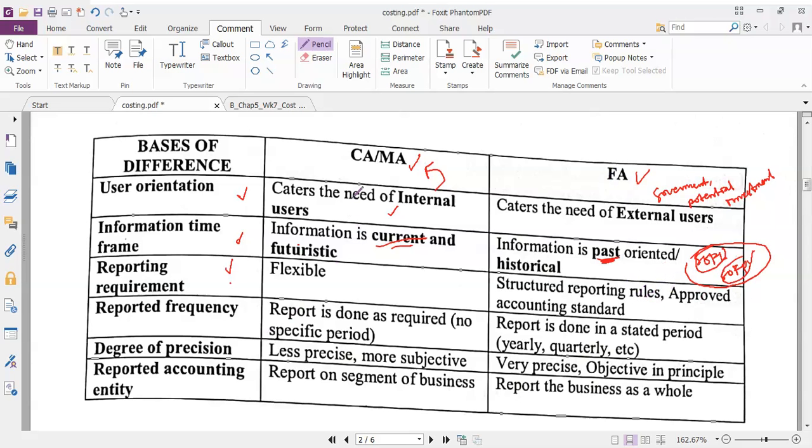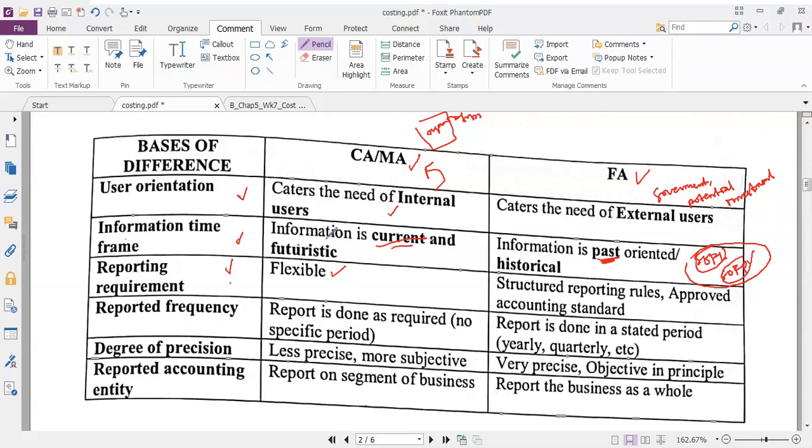But cost accounting is actually based on the organization itself. Dia dalam business dia sendiri, suka hati dia lah nak buat macam mana reporting dia. Okay, dia flexible based on the top management. But for financial accounting, must follow the standard. Follow the standard yang telah ditetapkan lah, seluruh dunia. Sama dia punya standard. Kena ikut. Right? Next is reported frequency.